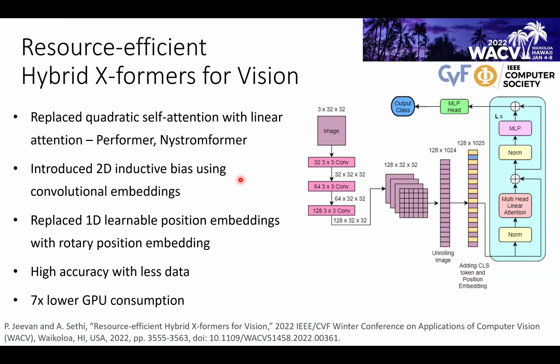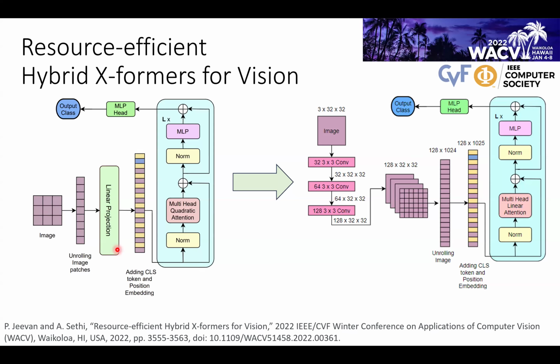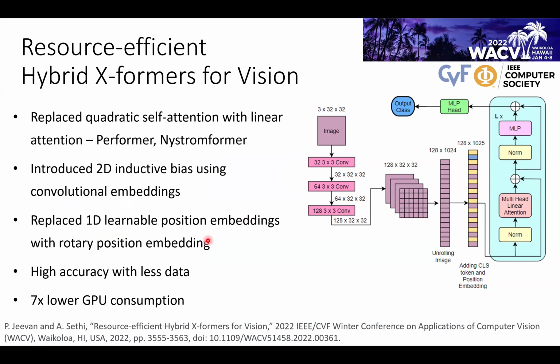So to introduce 2D inductive bias to the model, I replaced the linear projection layer with a series of convolutional layers, which increase the channel dimension to the embedding dimension. These two changes came along with the addition of rotary position embedding. So instead of the 1D learnable position embedding that ViT uses, we were the first to try rotary position embedding.